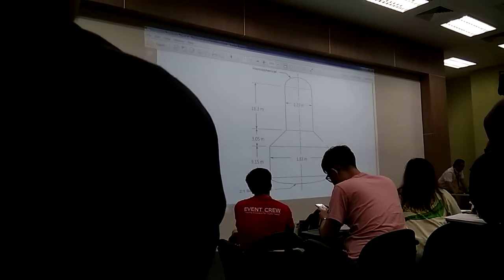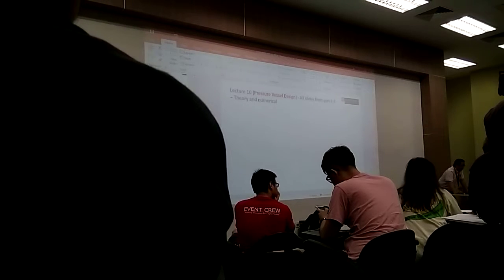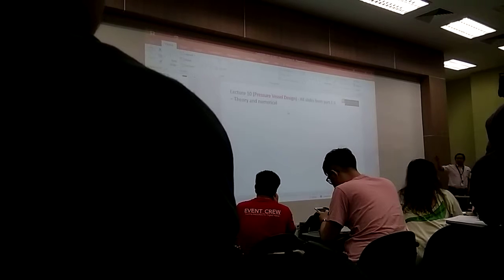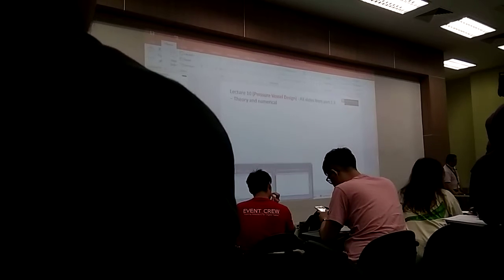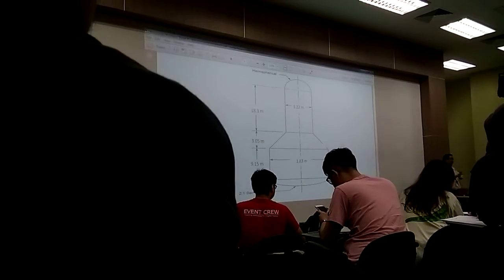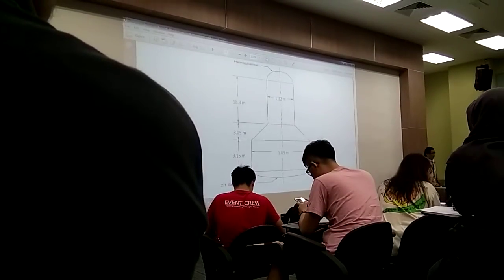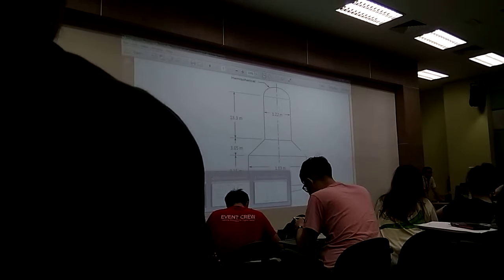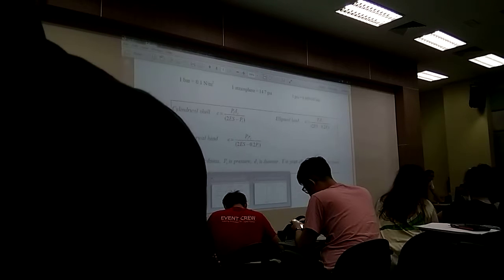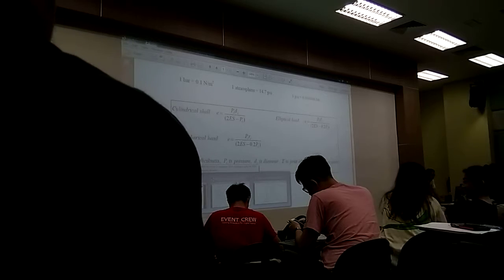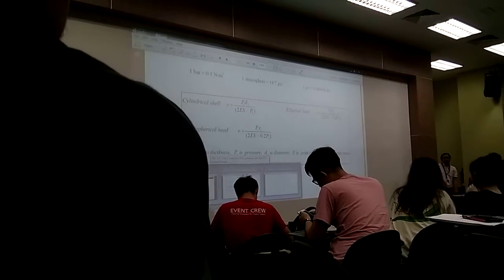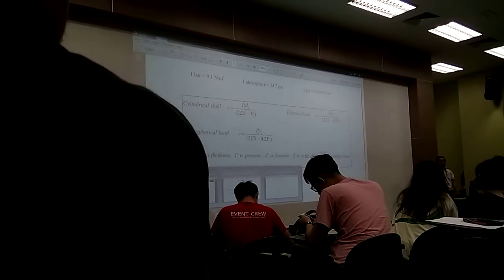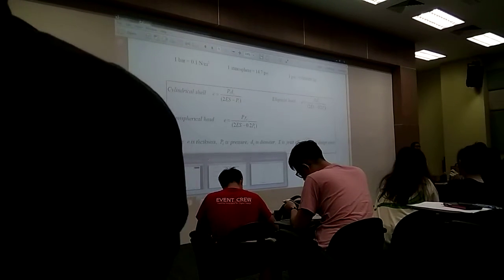Easy, right? Okay, so anything else? Under the pressure vessel design, theory and numerical. Numerical most likely related to this one, calculation of thickness. The theory definition: you have two types of pressure vessels, right? One is the thin wall, the other one is thick wall. What is the difference between the two?